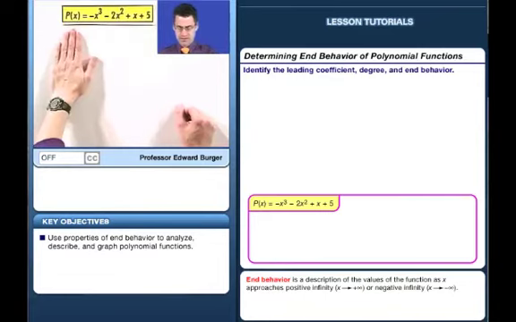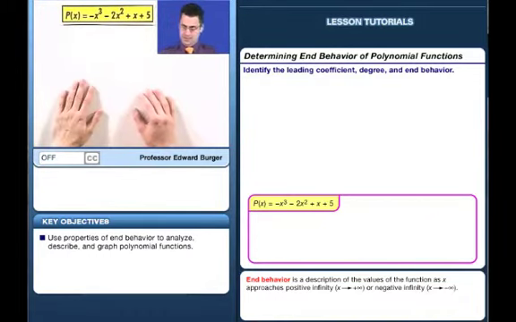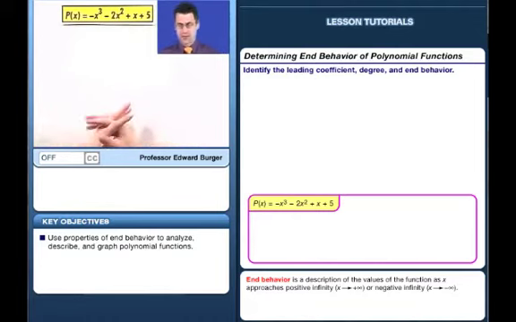Here's the polynomial function p of x equals negative x cubed minus 2x squared plus x plus 5. All right. Well, there's lots of terms there, and it seems sort of maybe threatening. And it turns out that all those terms are relevant and important if you want to produce a very accurate graph associated with this particular function.